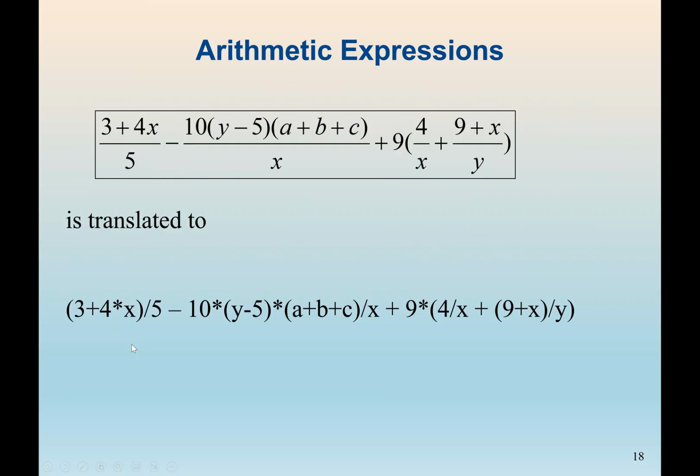Then I divide by 5. Now 10 should multiply y minus 5, so I have to put the multiplication operator after 10. And y minus 5 should also multiply a plus b plus c. And that's what we have here. Since all of them are multiplications, we just divide by x. Then plus 4 divided by x plus 9. You can see here 9 plus x. We want to put it in parentheses because we want to add it first, then we divide by y.